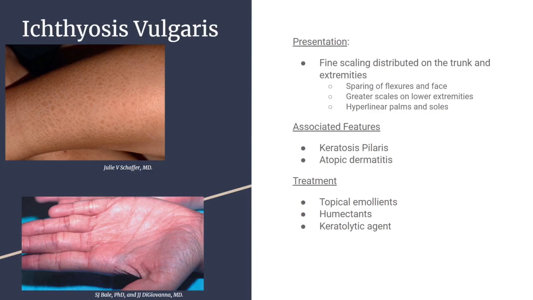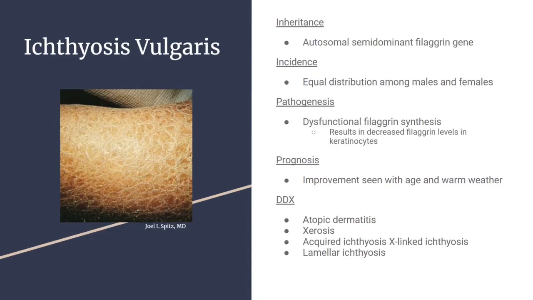Ultimately here, treatment is just giving moisturization, making sure that we keep the skin barrier moist, and adding a keratolytic agent. Lactic acid's good to help exfoliate some of that scale off. Ultimately, it's considered an autosomal dominant mutation in the filaggrin gene, FLG.